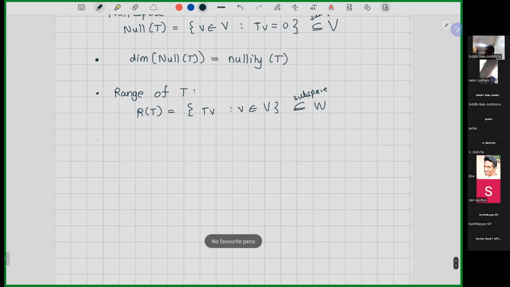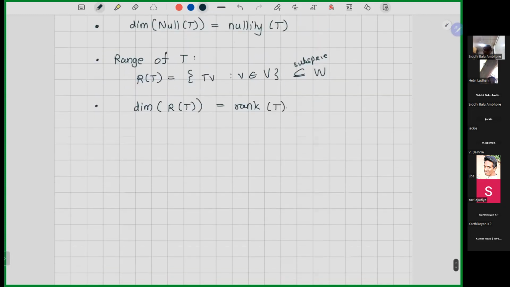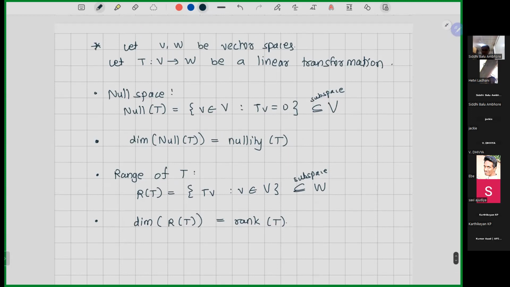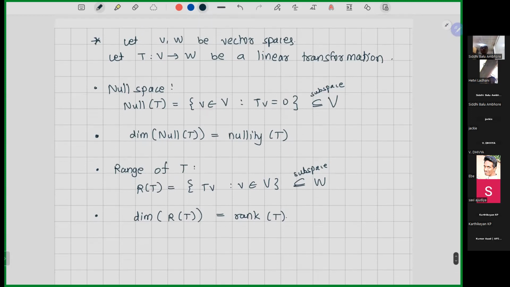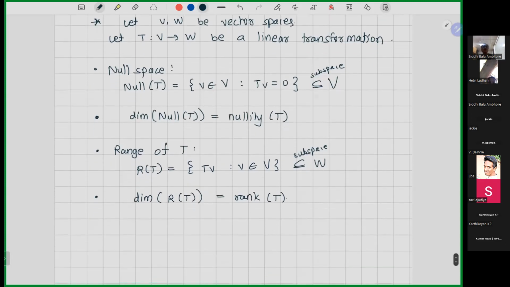And now this dimension of R(T) is actually called the rank of the linear transformation T. So I was just recalling the definitions in case any of you could not go through the lectures. I hope these definitions are clear. When we talk about nullity, we are talking about the dimension of the subspace inside V. And when we talk about the range, we are talking about the dimension of the subspace inside W.